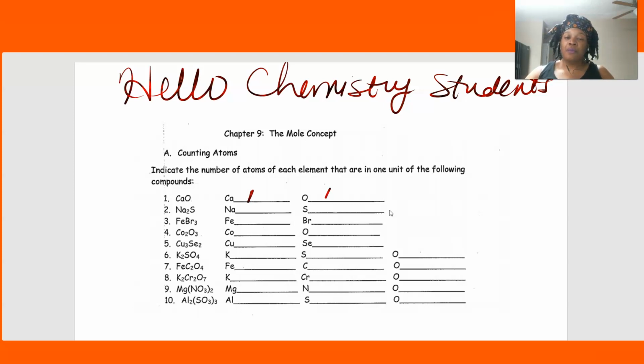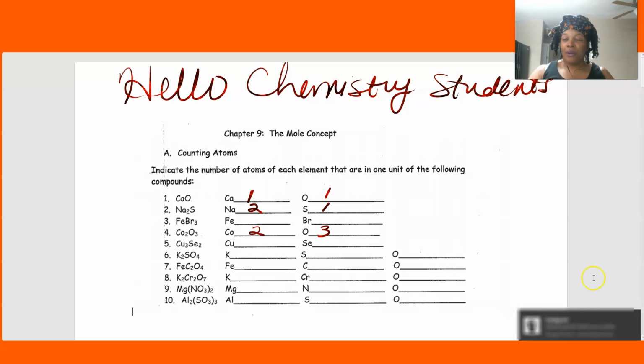Let's look at number two. If you look at the subscript of sodium, you have a 2. And if you look at the subscript of sulfur, you have 1. Okay, let's skip on down to number 4. You have cobalt and you have oxygen. How many cobalts do you see? And if you said 2, you are correct. How many oxygens do you see? And if you said 3, you're also correct.